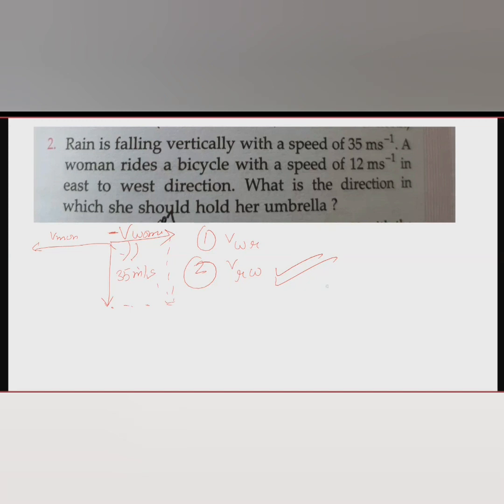Okay, so you can find tan theta as perpendicular upon base. This is your theta. Base would be your velocity of woman. So velocity of woman divided by velocity of rain. So velocity of woman is given as 12. So 12 upon 35. So theta would be tan inverse 12 by 35.